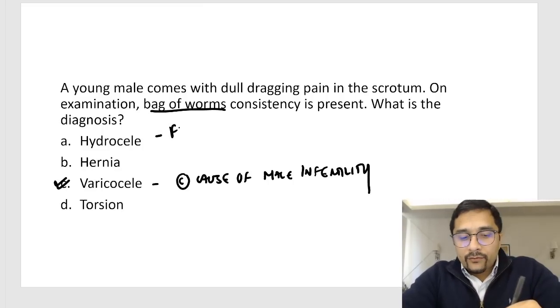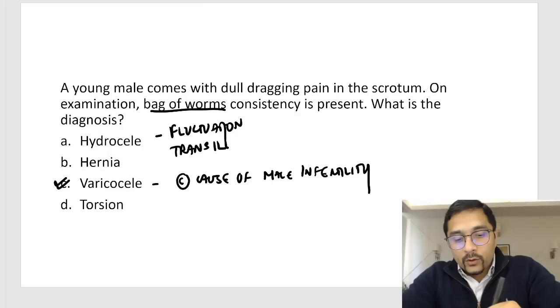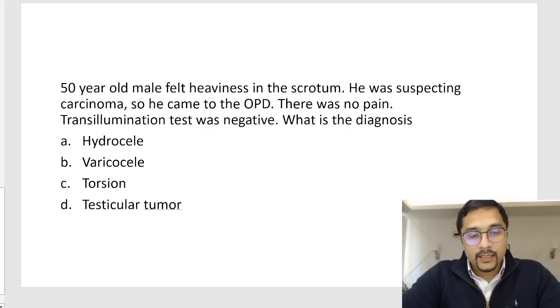Hydrocele, you know, you will get fluctuation and you can get transillumination. It is accumulation of fluid in the tunica vaginalis, and fluctuation and transillumination can be seen in hydrocele.